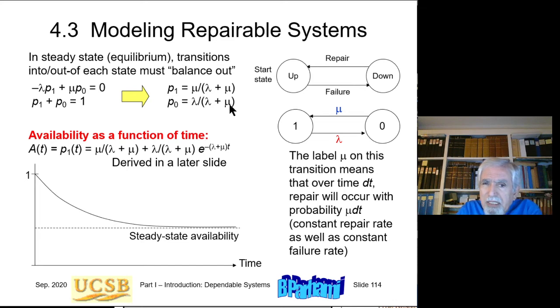I mentioned previously that mu is typically a much larger number than lambda. So mu divided by lambda plus mu is very close to 1. And lambda divided by lambda plus mu is very close to 0. And of course, you see that the sum of these two is equal to 1.